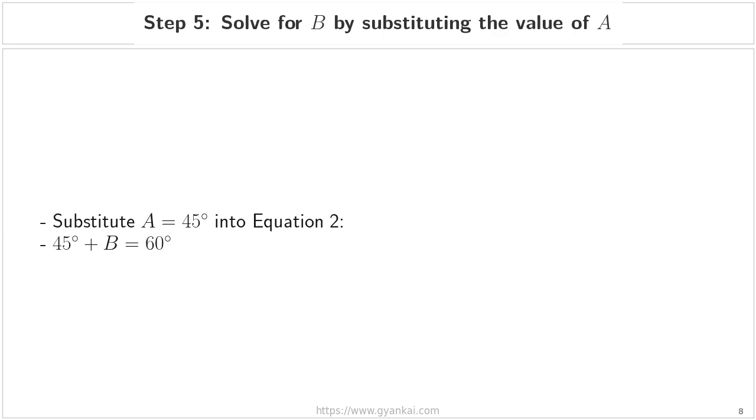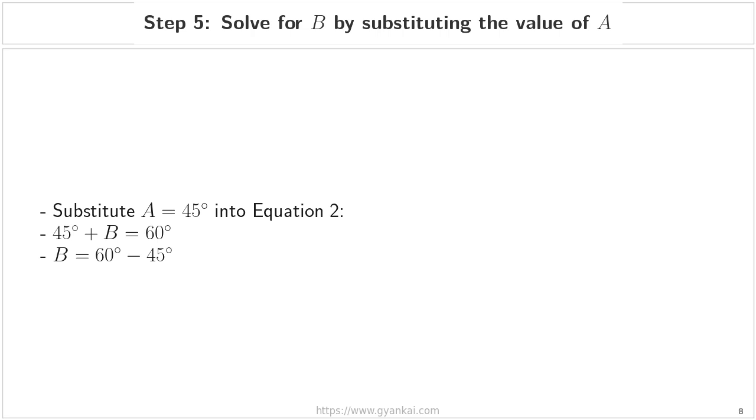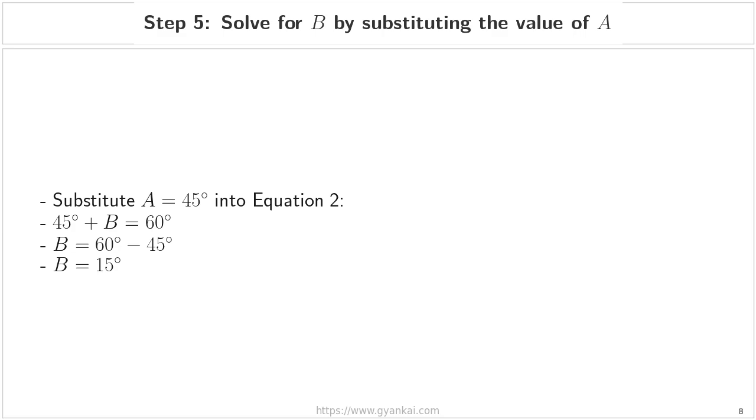When we plug 45 degrees in for a, our equation becomes 45 degrees plus b equals 60 degrees. To isolate b, we simply subtract 45 degrees from both sides of the equation, which leaves us with b equals 60 degrees minus 45 degrees. Performing that subtraction, we find that b equals 15 degrees. This completes our algebraic steps, and in the next slide, we will present our final results.